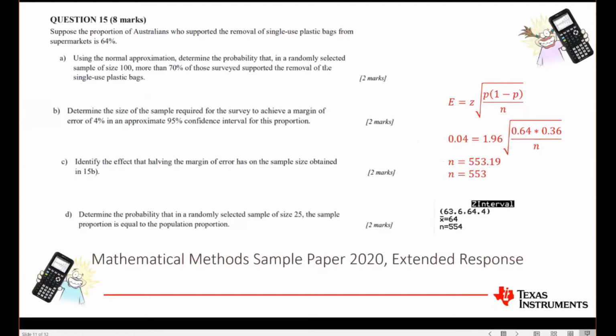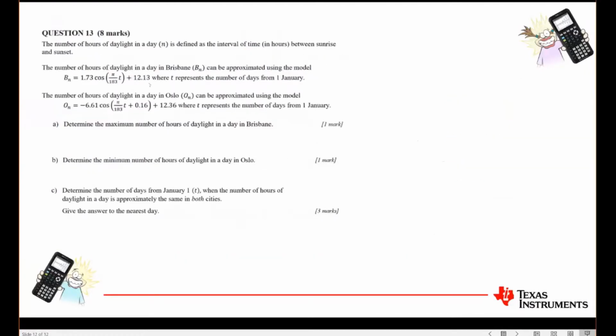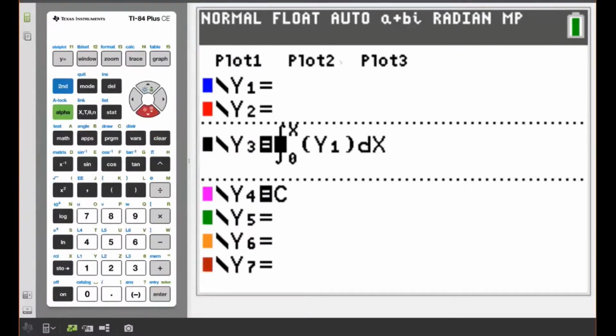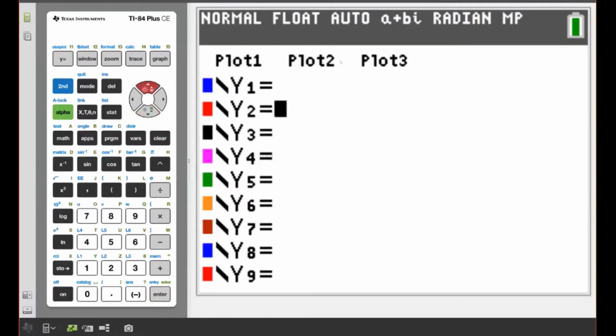Very last question for this evening. Sorry, we are a little bit over time. I'll be really quick. I just wanted to use this last question just in terms of window setup, how you can use your equations to help you guide what your windows should be. So the scenario here is that we're looking at comparing daylight between Oslo and Brisbane.